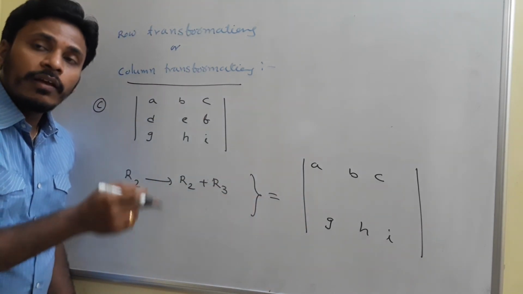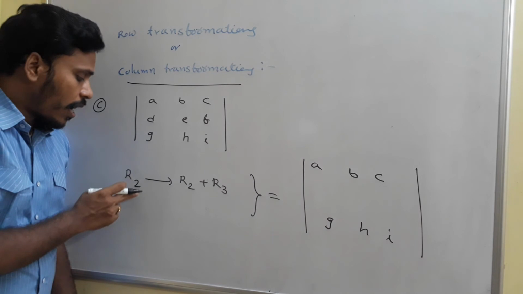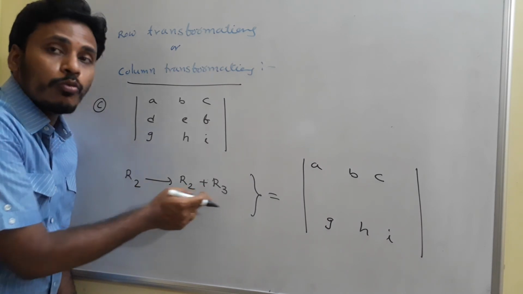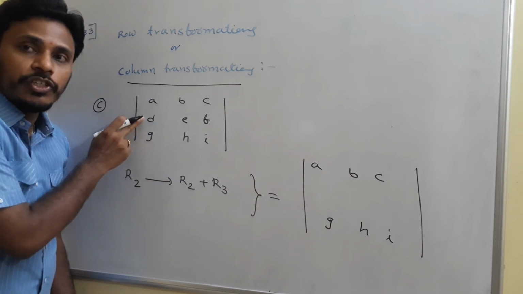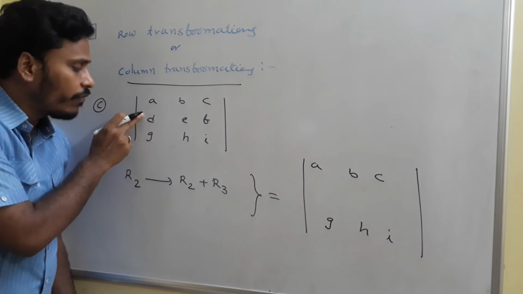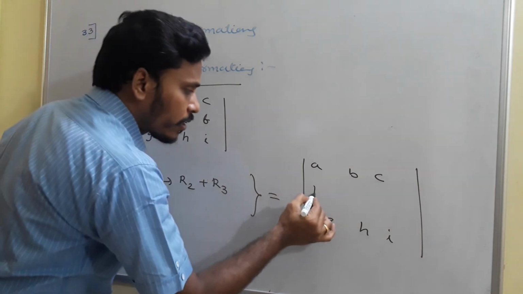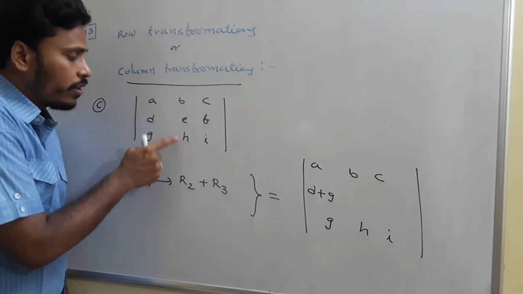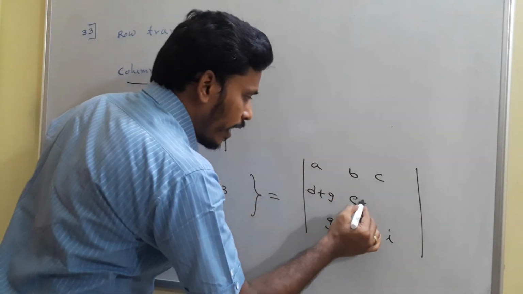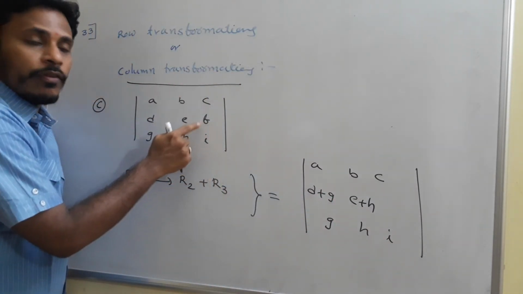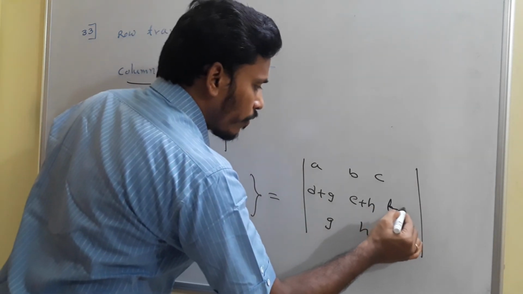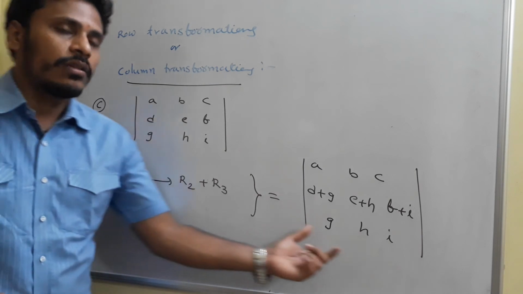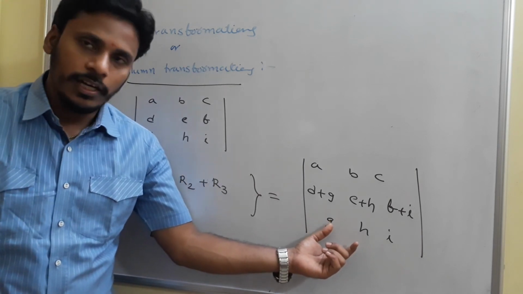And now you need to fill the second row. How can we fill it? We need to replace the elements of R2 with R2 plus R3. Here the first element is D, but we need to replace that D with the sum of these two, D plus G. Then the second element E, we replace with the sum of these two, E plus H. And we replace F with the sum of those two, F plus I. So with this transformation, this is our determinant.